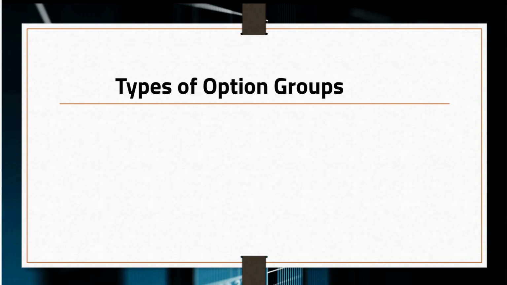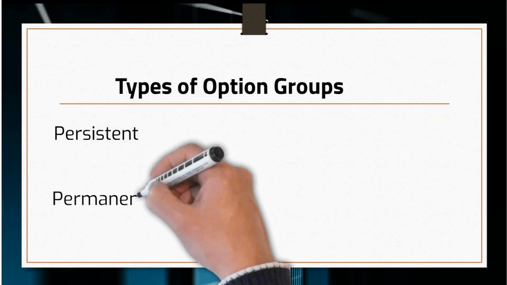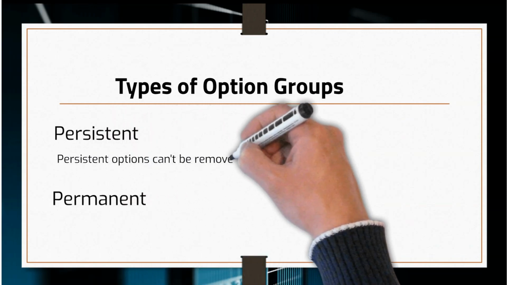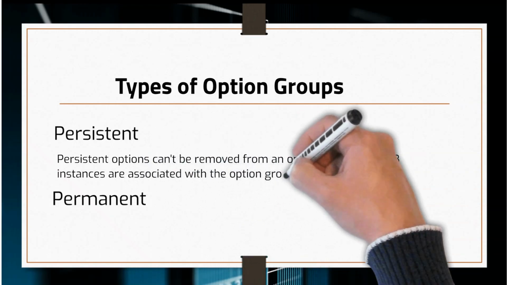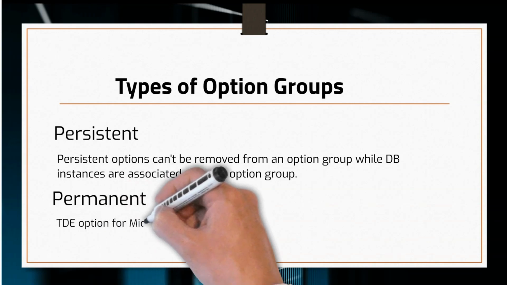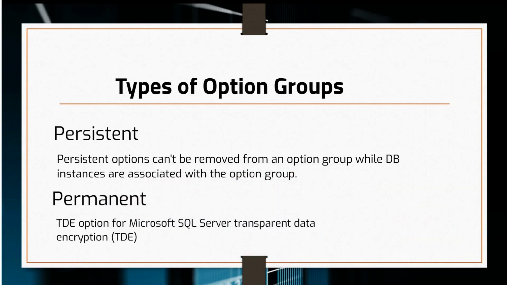So there are two types of option groups. You have the persistent and permanent options. Persistent options can't be removed from an option group while the database instances are associated with the option group. You must deassociate all DB instances from the option group before a persistent option can be removed from the option group. Permanent options, such as the TDE option for Microsoft SQL Server, transparent data encryption, can never be removed from an option group.